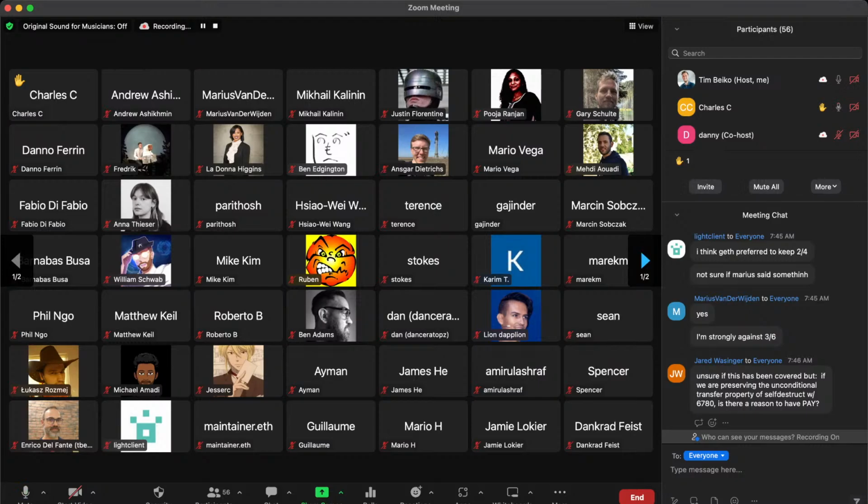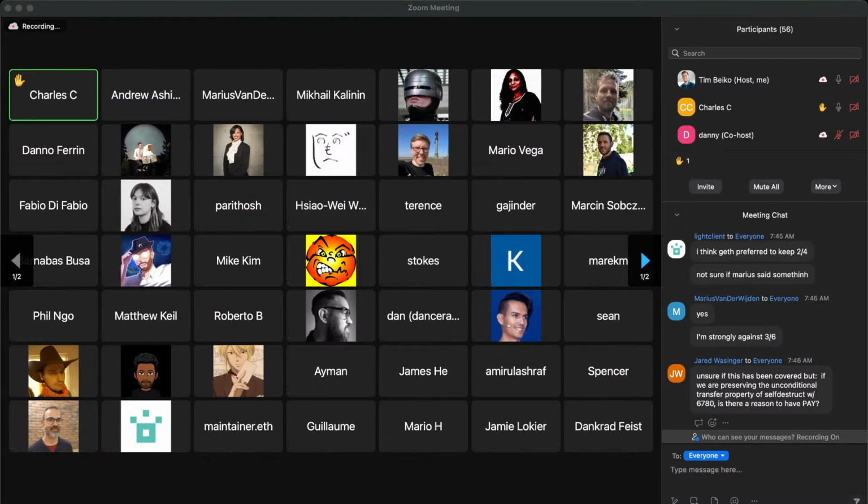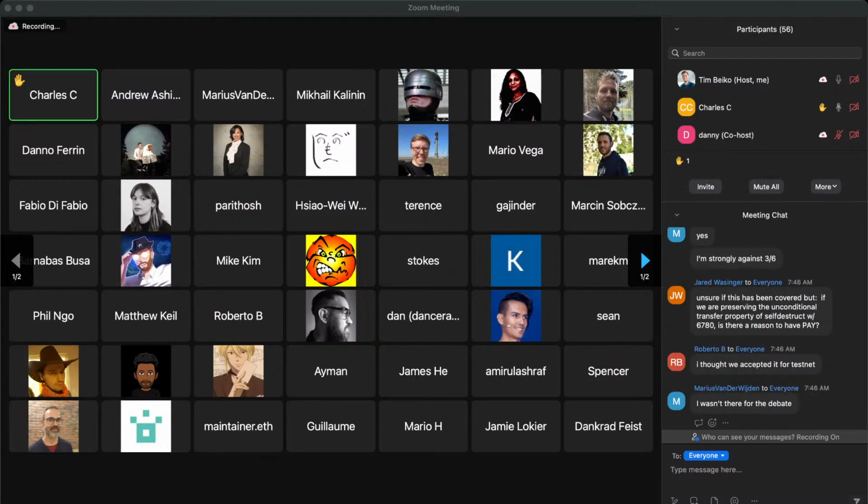Okay. Somebody asked in the chat if there's the transfer property of self-destruct. Self-destruct transfers all Ether. Pay allows you to send some amount of Ether, and it's also a lot less wasteful in terms of gas and, I suppose, touching state, because you don't have to create and destroy a contract.